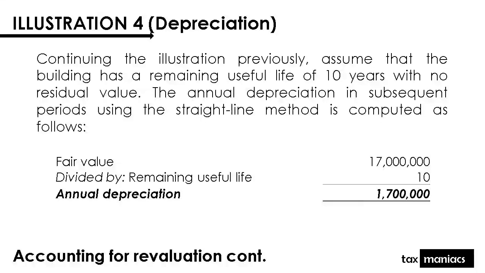By continuing the previous illustration, assume that the building has a remaining useful life of 10 years with no residual value. The annual depreciation in subsequent periods using the straight line method is computed as follows. We have the fair value of 17 million pesos divided by the remaining useful life of 10. We get the annual depreciation of 1,700,000 pesos.